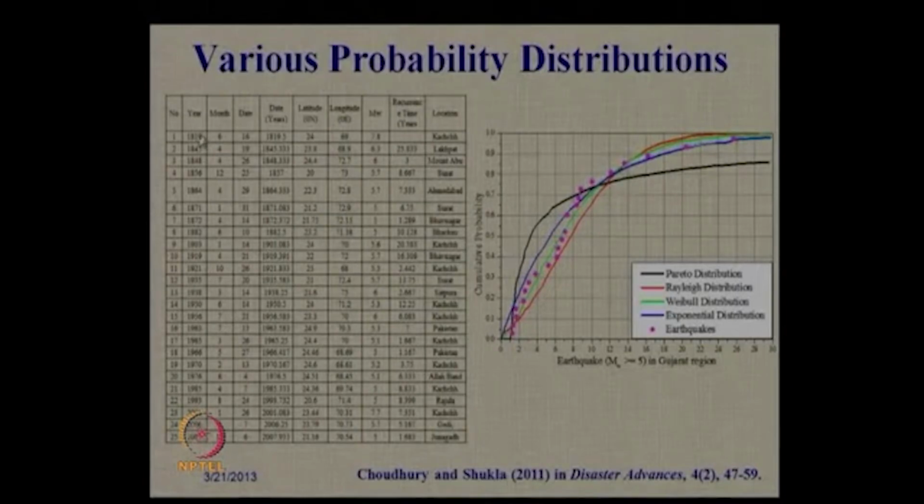From the gap between 1819 and 1845, the event interval is something about 25.833 years. That is, if you deduct this year, month and date from that year, date and month, you will get this value in terms of unit of year. Similarly, for all other things, as you can see over here. That means an earthquake of magnitude 5 or more occurred in the interval of these many years.